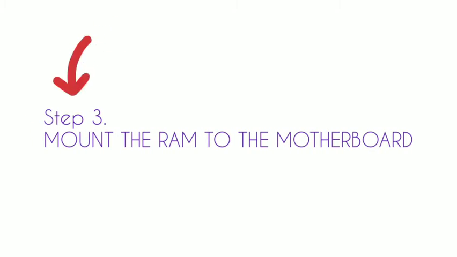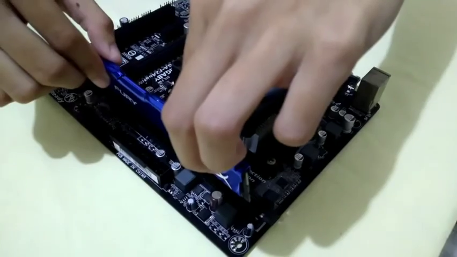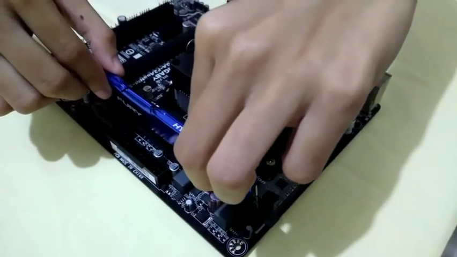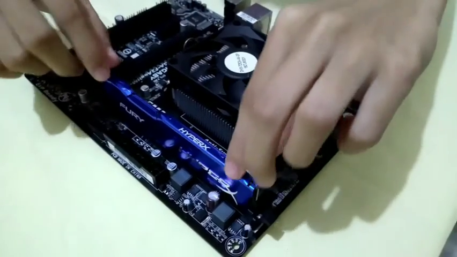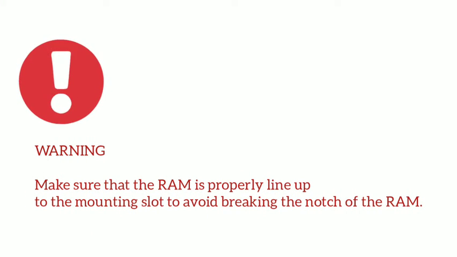Next. Step 3. Mount the RAM to the motherboard. Press to open the clips at both ends of the RAM mounting slots. Seat the RAM and press it firmly down by lining up the notch on the RAM stick with the mounting slot. The clips will automatically close as you press the RAM down, securing it in place. Make sure that the RAM is properly lined up to the mounting slot to avoid breaking the notch of the RAM.